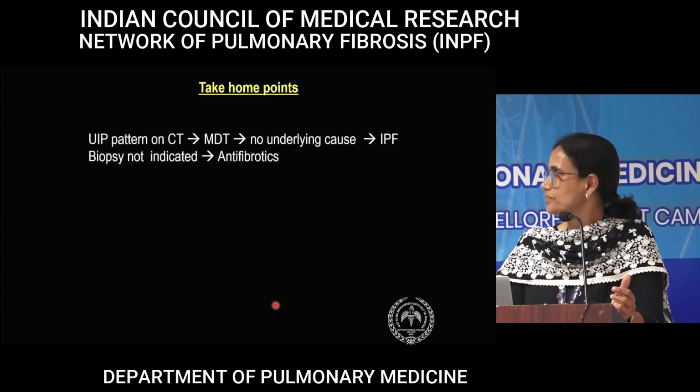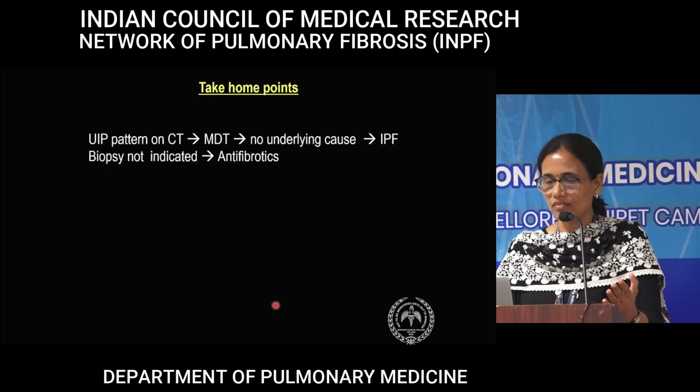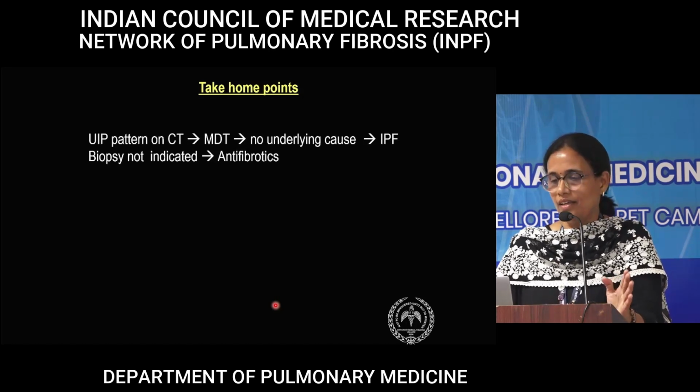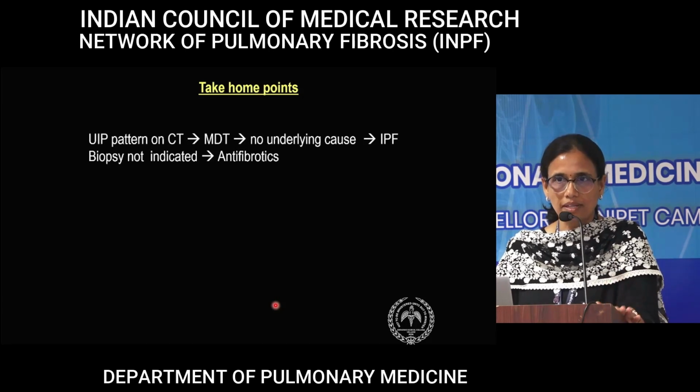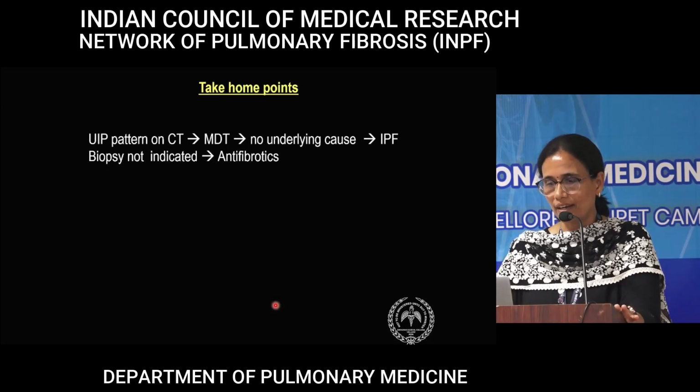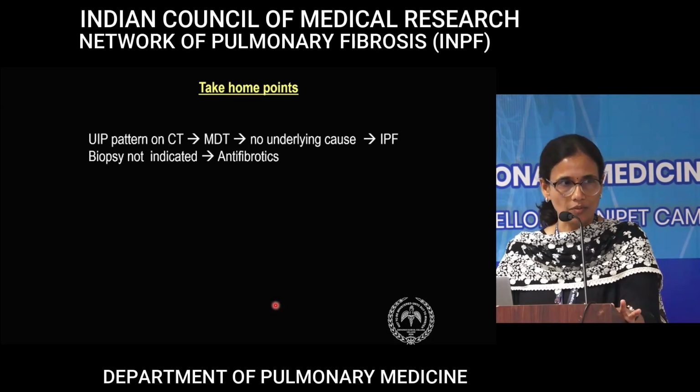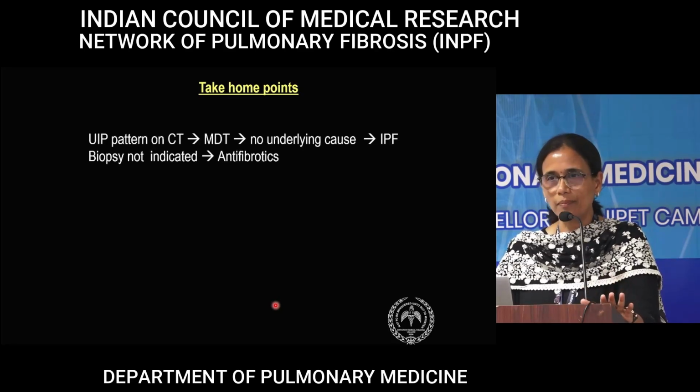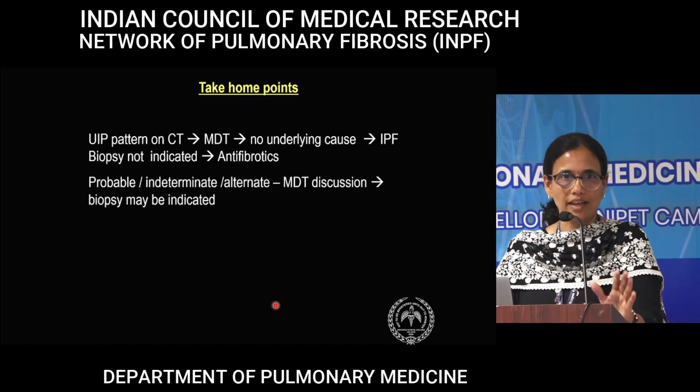So just some take home points. UIP pattern, once we see on CT, we just need to do the multidisciplinary meeting just to look for any underlying cause, but we don't need to biopsy. Once we see typical UIP pattern with no cause, we can diagnose IPF.